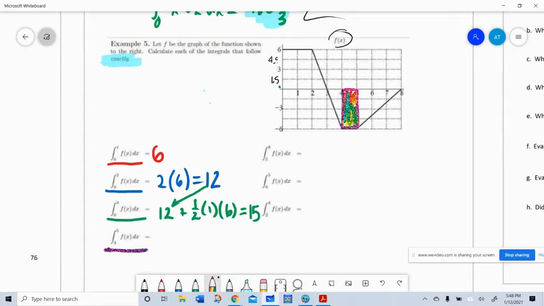Sorry. If you've got an area that falls below the x-axis, that area is actually negative, right? So it's got a width of 1 and a height of -6. And so its area is going to actually be -6.